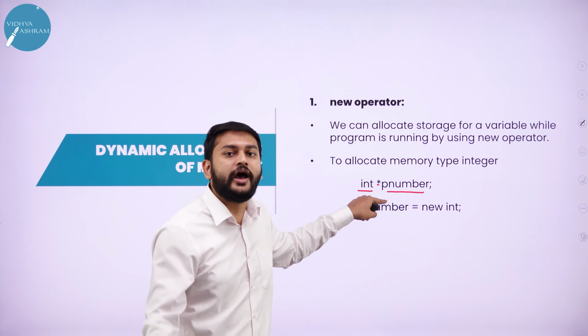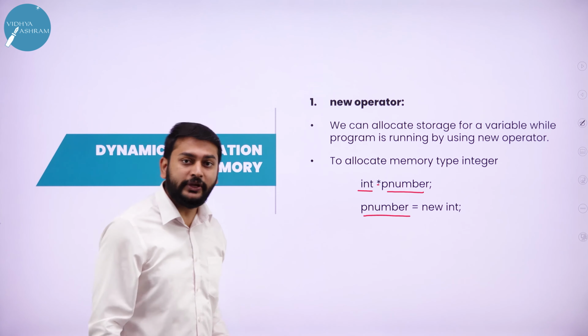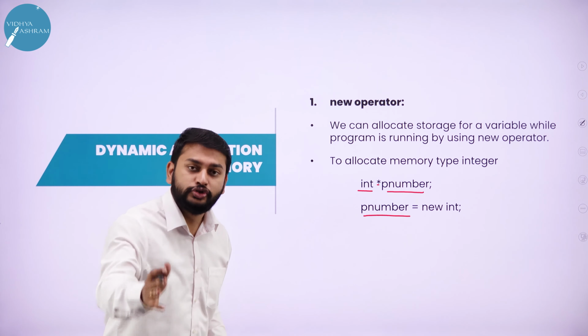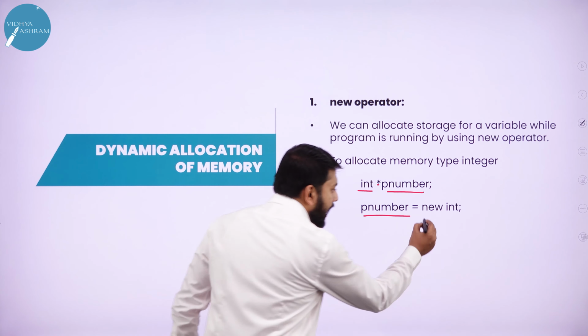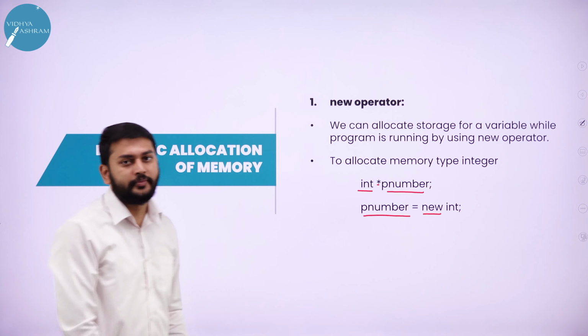So after that, please observe here, I am allocating the memory for the p number. P number is a pointer variable. How are we trying to allocate the memory for this p number? Please observe, I am trying to use a keyword called new.